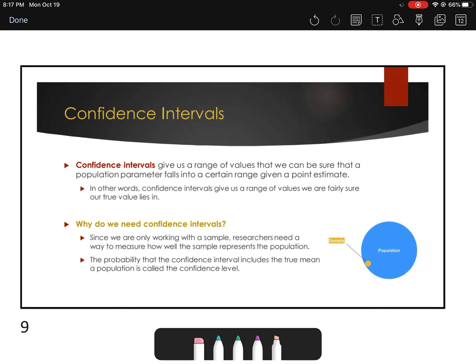Okay, so confidence intervals, what are those? Confidence intervals give us a range of values that we can be sure that a population parameter falls into, given a point estimate. In other words, confidence intervals give us a range of values we are fairly sure our true value lies in.